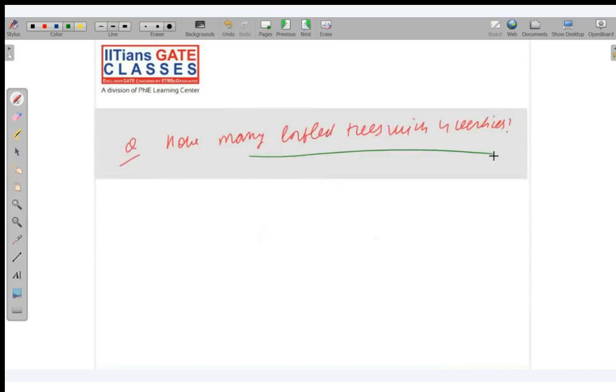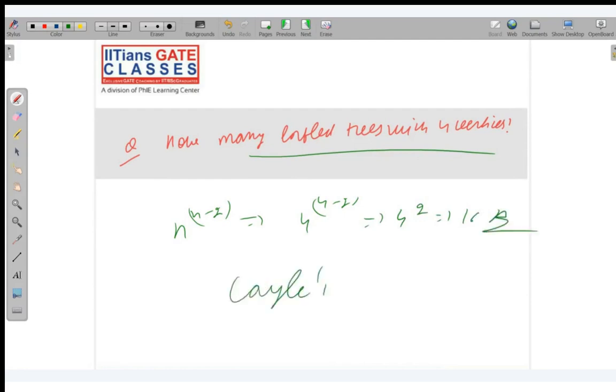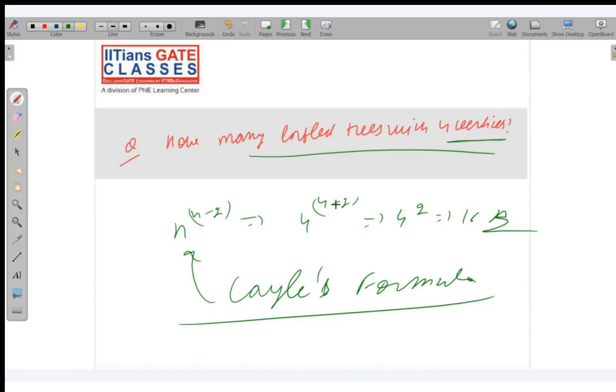How many labeled trees with 4 vertices? For labeled trees we have the formula n power n minus 2. So 4 power 4 minus 2. I'm not going into the proof, it will simply waste our time. That is 16, the answer. It is known as Cayley's formula, named after the scientist who invented it. Number of labeled trees with n vertices is n power n minus 2.